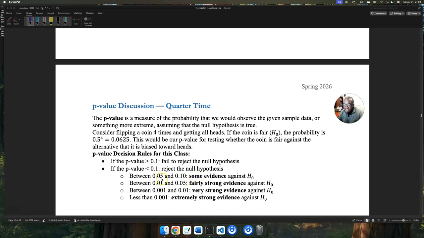Okay, so here between 0.05 and 0.1, we have some evidence. We have a decent amount of evidence, but not a lot, but we have some. If it's in between 0.01 and 0.05, we have fairly strong evidence. In between 0.001 and 0.01, we have very strong evidence. If it was less than 0.001, we have extremely strong evidence against the null hypothesis. We don't know that it's true. We can't say true or false in the situation regarding the null hypothesis. We're just talking about the amount of evidence we have against it.